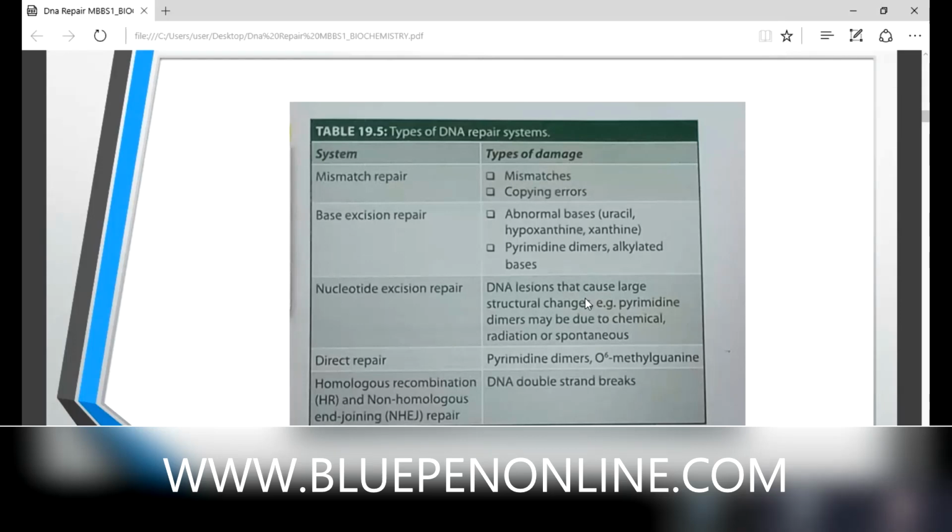Then the fourth one is direct repair. In case of direct repair, the type of damage we can see is pyrimidine dimer formation and O6-methyl guanine formation, but it's a simple repair. The DNA itself contains no more mechanism, it changes and repairs itself. That is known as direct repair.